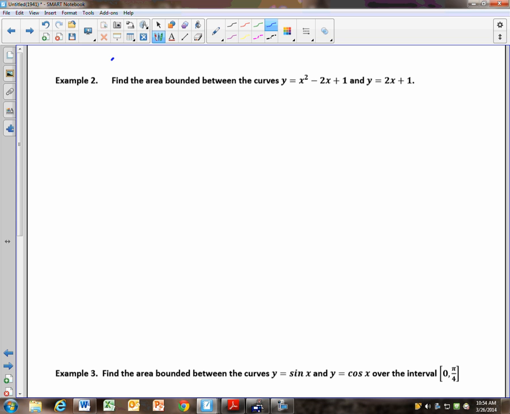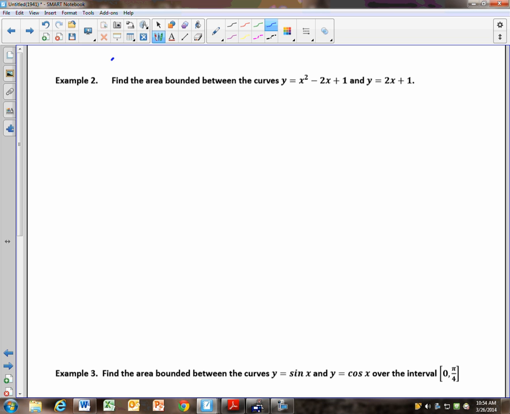Alright, area bounded between the two curves. Y equals x squared minus 2x plus 1 and y equals 2x plus 1. What is different about this problem? There's no bounds. So what do you think the bounds are? Yes, the x values of the intersection. Very good. If you aren't given any bounds, it's referring to the boundedness of the functions, the finite. You can have infinite bounds, we could go to infinity, but that's a different topic.